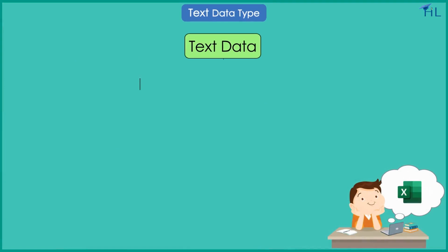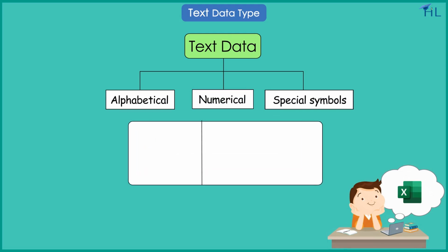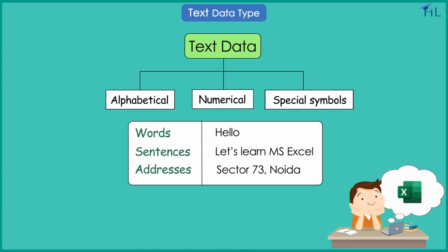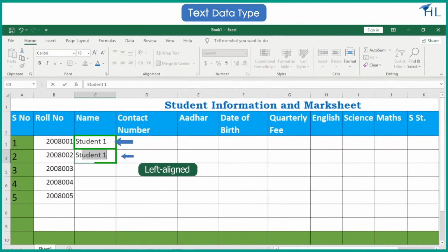Text data includes characters such as alphabetical, numerical, and special symbols. Examples of text data type are words, sentences, and addresses. Text data is left-aligned by default.